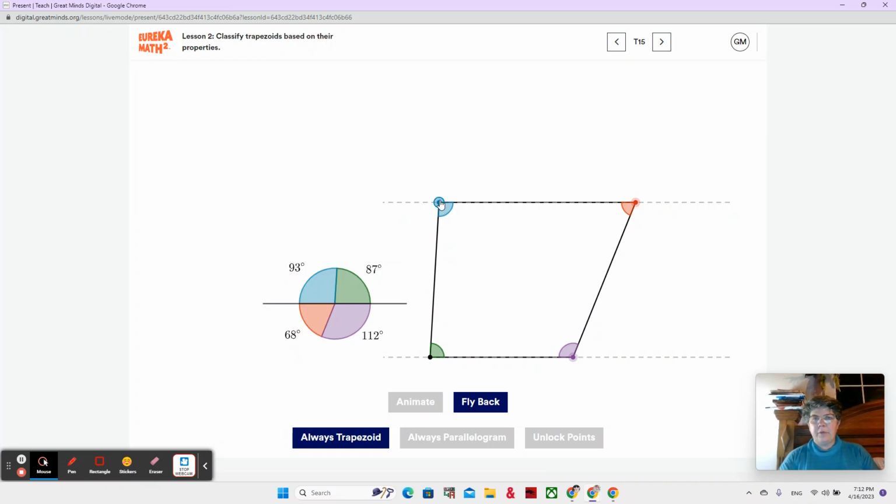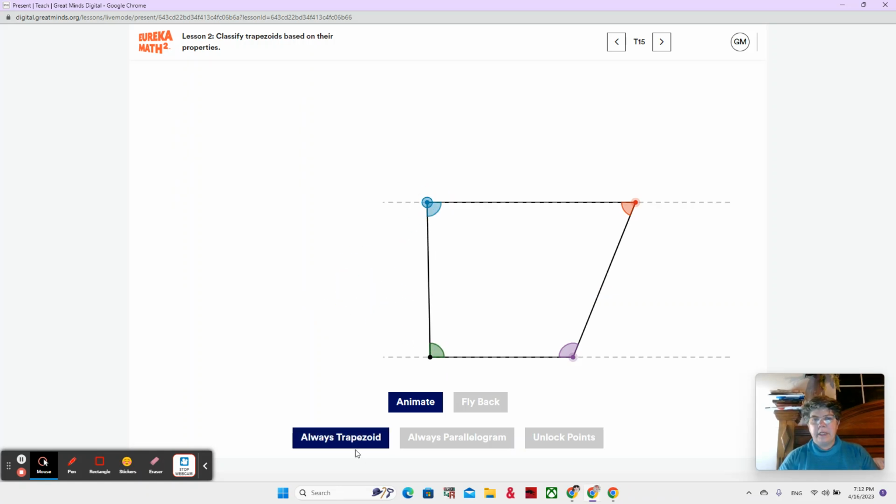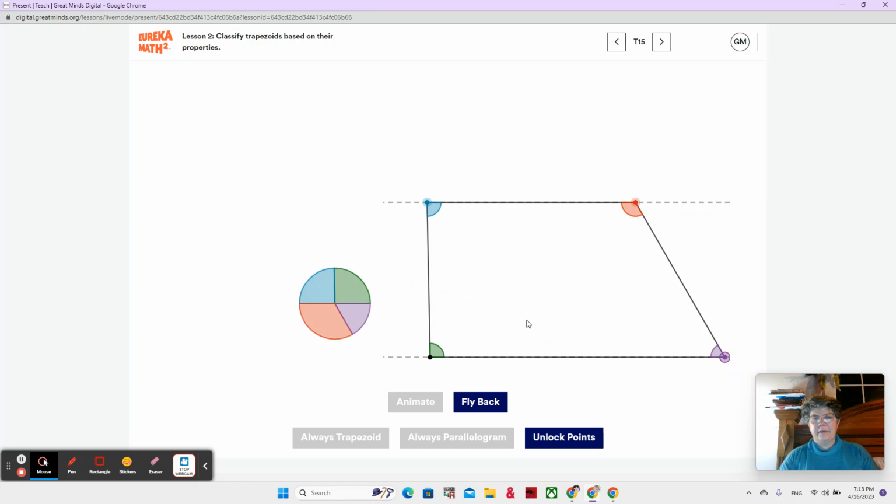Okay, let's try another one. Let's say always trapezoid because we're looking at trapezoids. Let's try this one. Now we're going to have a little bit of a different angle there. Once again, blue and green, A and D, 89 plus 91, that makes 180. And then red and purple, 120 plus 60, that also makes 180. And we're going to fly it back again.